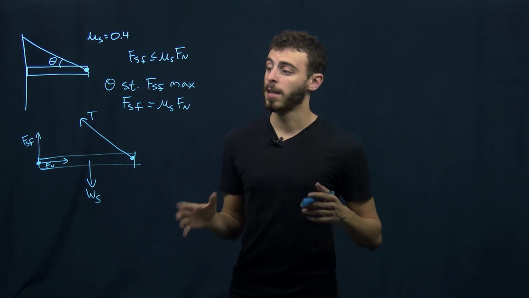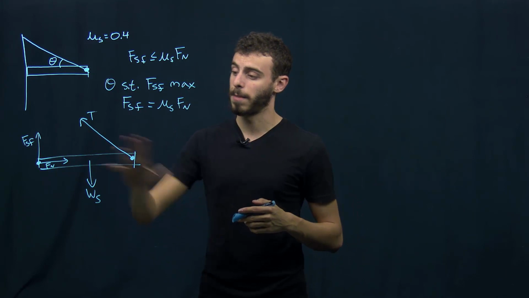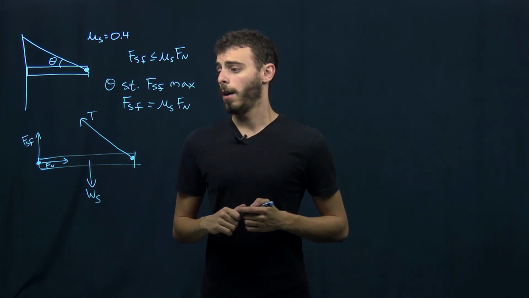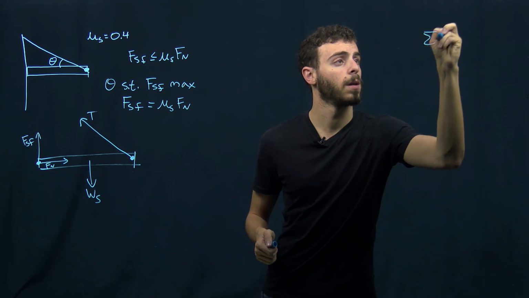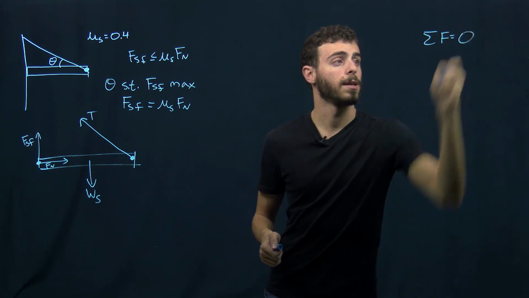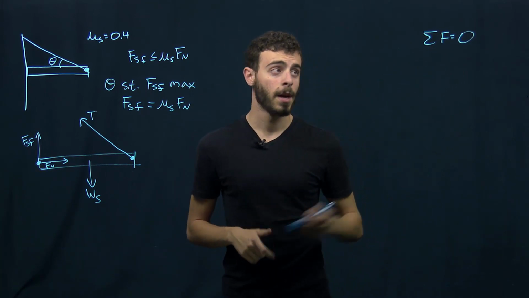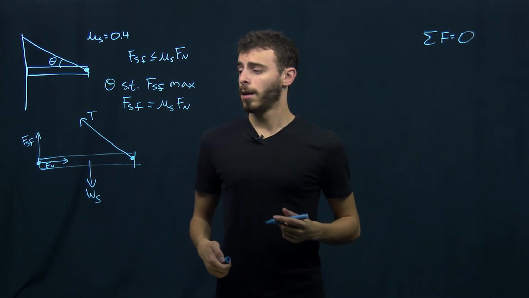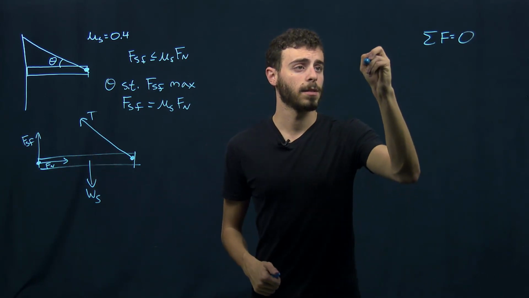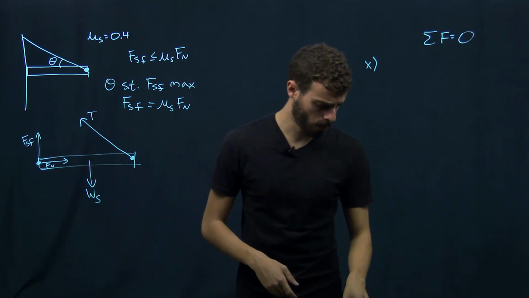So that's a good thing to do as soon as you draw your free body diagrams, to make sure you have all of your forces in there. And so now, of course, we can just proceed as before, which is to say we want to impose that the sum of the forces should be equal to 0. And this is true in the x and in the y direction.